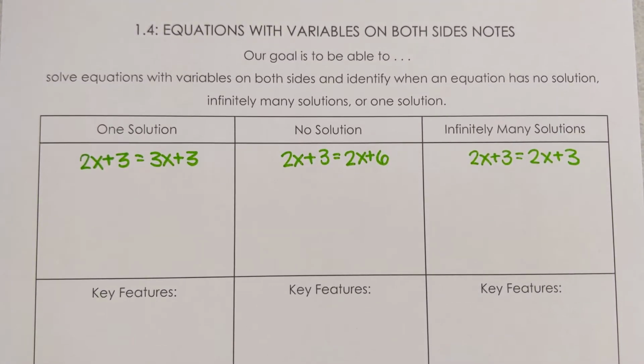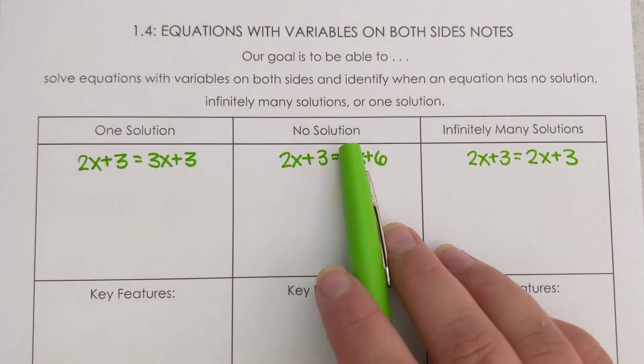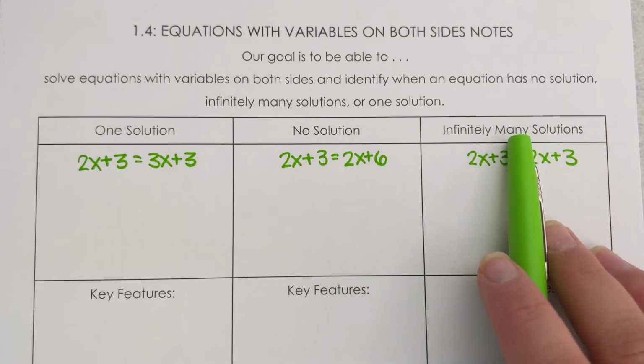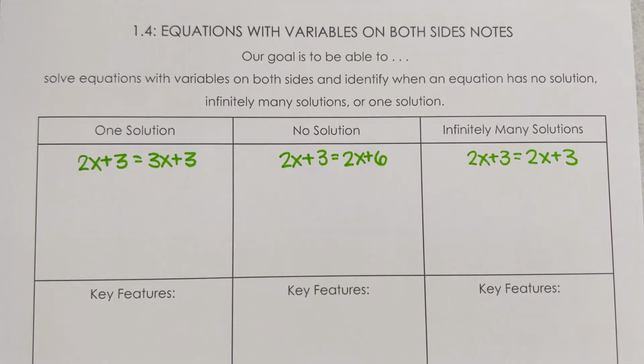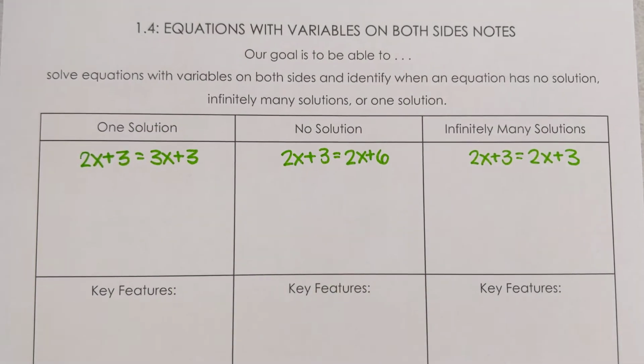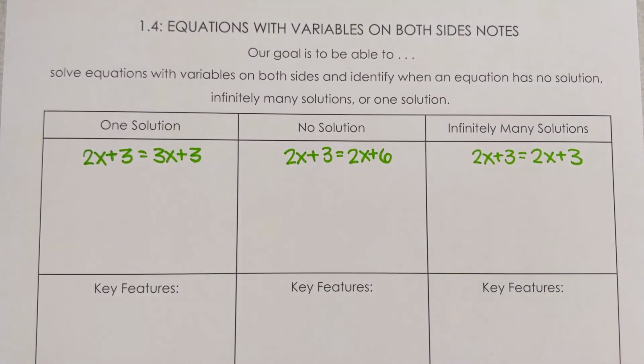Now we're going to talk about what happens when there are variables on both sides of the equation. So we're going to solve with variables on both sides and identify when an equation has no solution, infinitely many solutions, or one solution. So those are some of our options here.